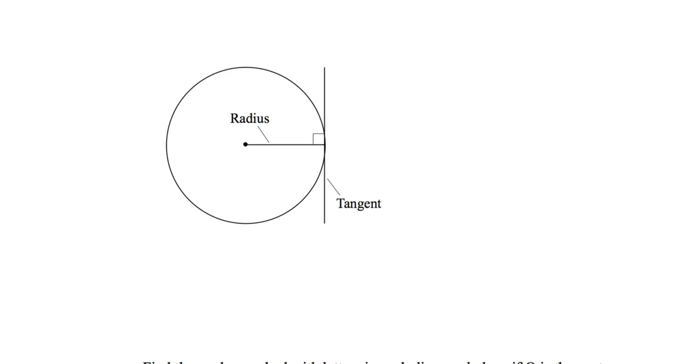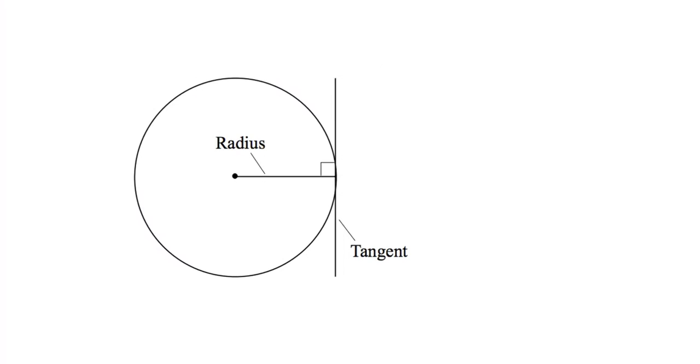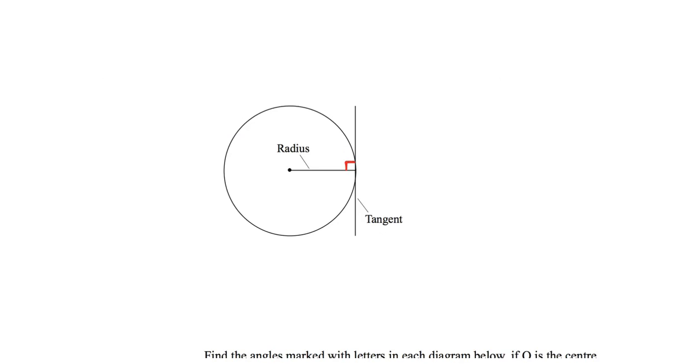Now, another thing that's very useful is to understand tangents. Now, a tangent is a line that touches a circle once, as in the diagram you can see in front of you. And if we connect a radius from the center to a tangent, it is always going to be 90 degrees. And again, we can use that in lots of questions about circles.